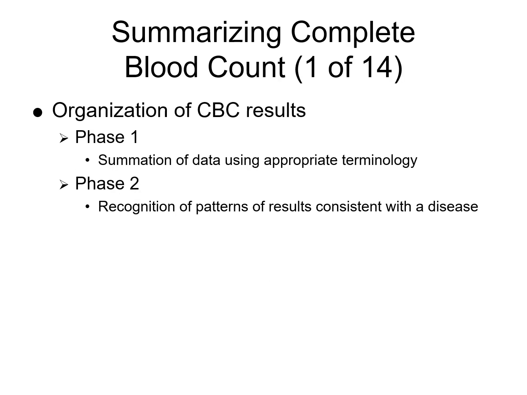So organization of red blood cell results. Phase 1 is the summation of data. This phase involves compiling and summarizing the complete blood count data using appropriate hematologic terminology. It includes reporting values such as hemoglobin, hematocrit, red blood cell indices, white blood cell counts, and platelet counts.